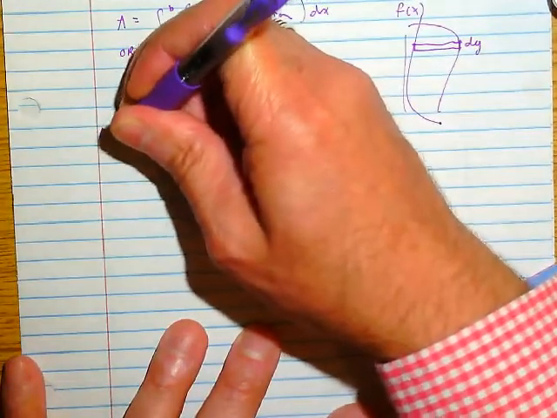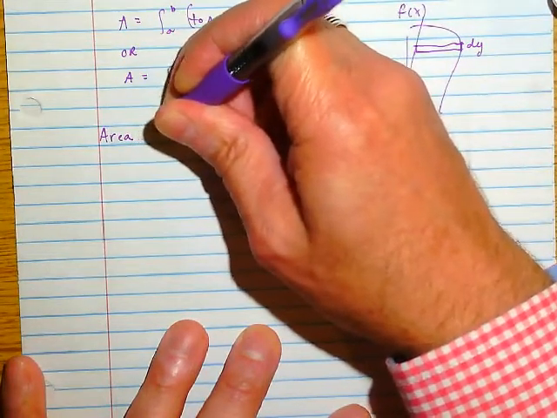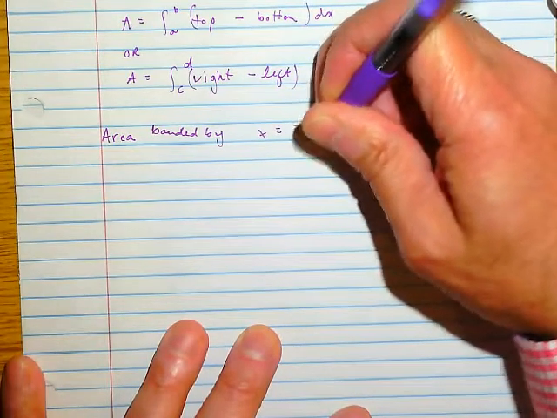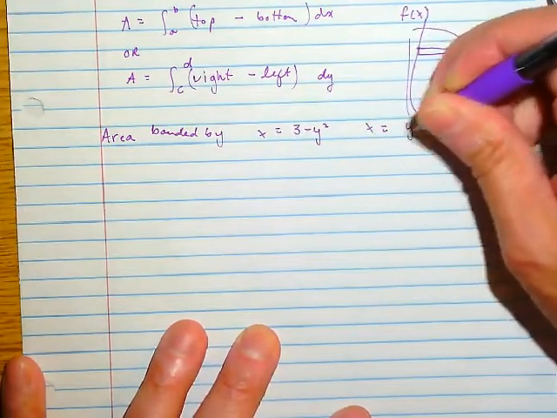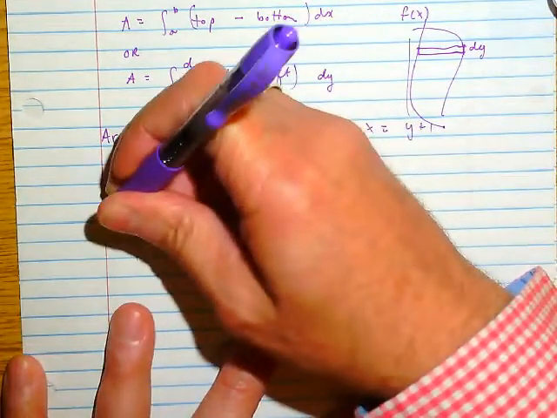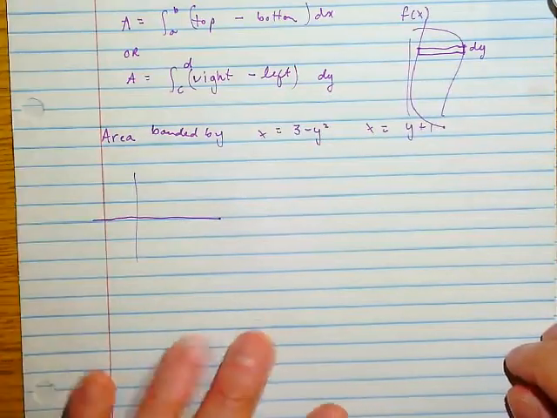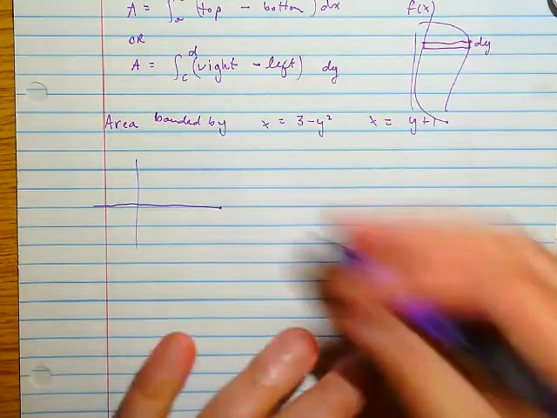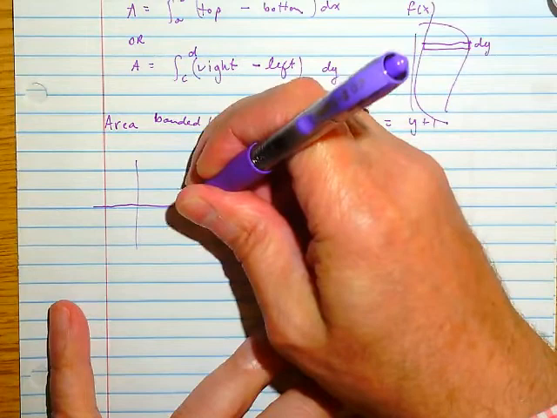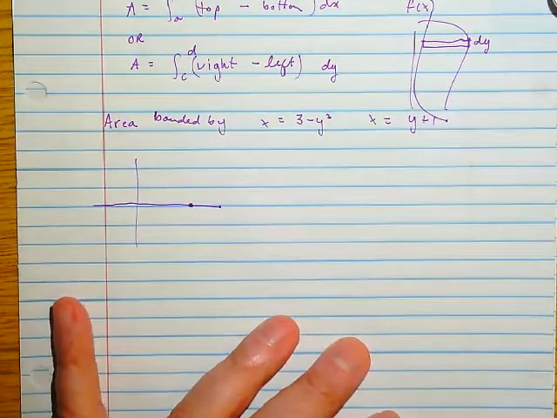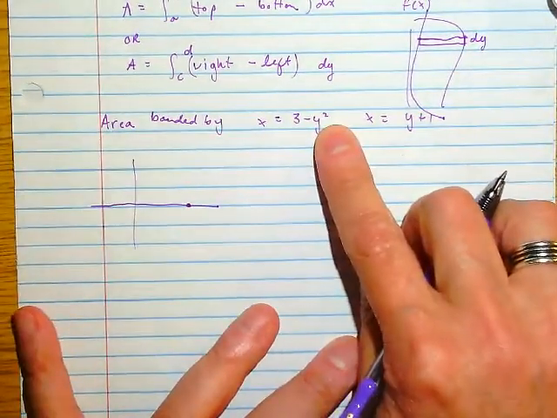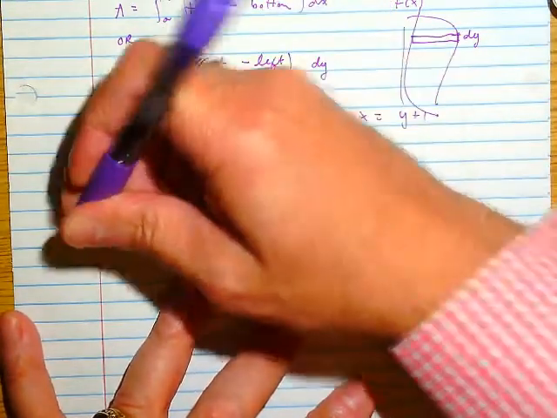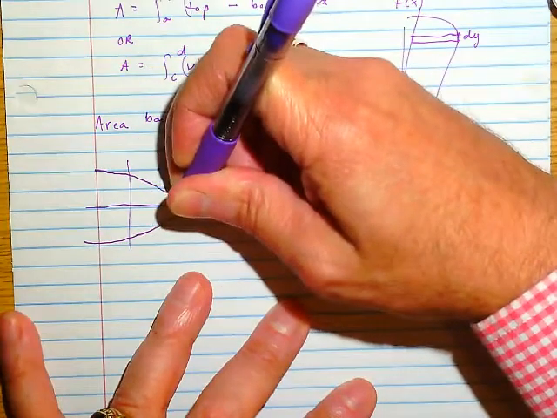So let's find one like that. Let's find the area bounded by x equals 3 minus y squared, and x equals y plus 1. I'm going to quickly sketch that. It's x equals 3 minus y squared. Well, y is 0. Isn't x going to be 3? So that's our x-intercept, right? And since it's negative y squared, isn't it going to be a sideways parabola opening to the left, the negative side?